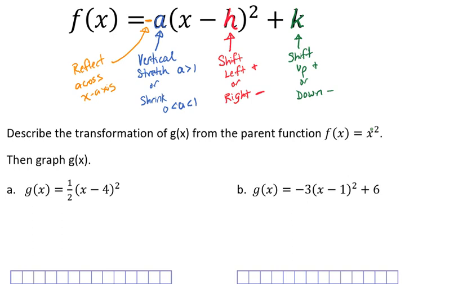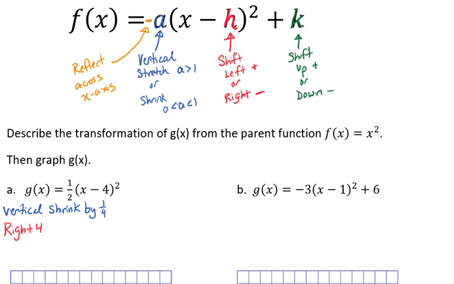So in this first problem, notice that we have a 1/2 out in the front in the a's spot. So that tells us that we're going to have a vertical shrink by 1/4. Then we can see that we have a 4 in the h's place. And because we see a minus on the inside, that tells us that our graph is going to shift to the right 4 places.